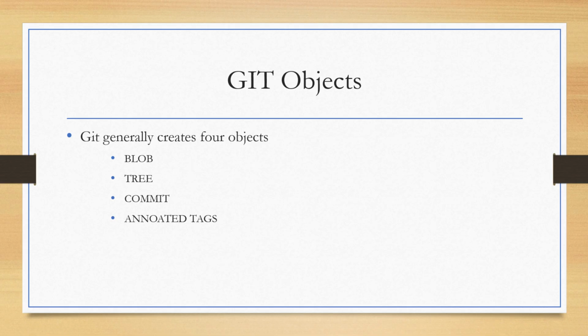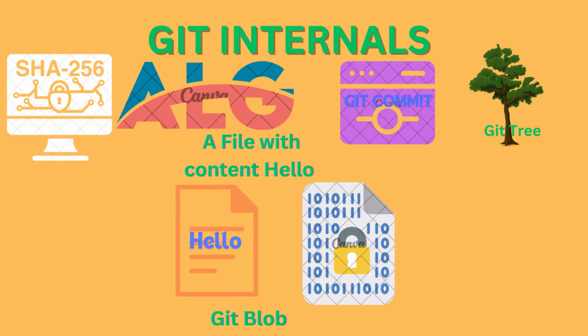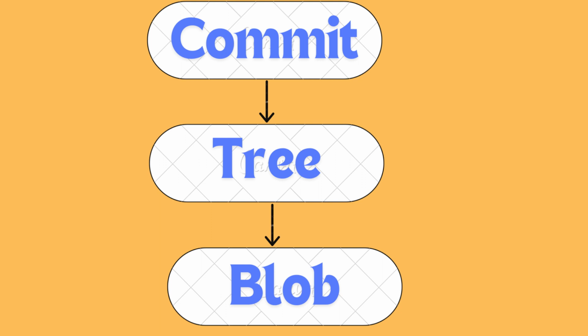Generally, there are 4 types of Git objects available. The first one is the blob, the second one is tree, then commit, and the final one is annotated tag. In this video, we will learn about blob, tree, and commit. Generally, the commit object points to the tree and the tree object points to the blob.